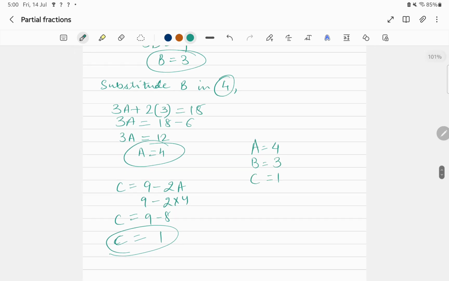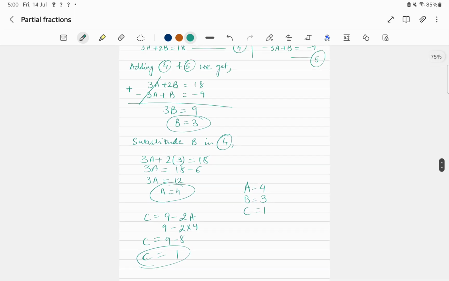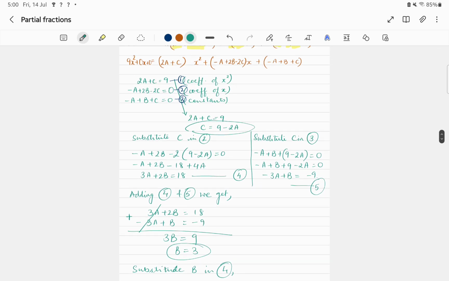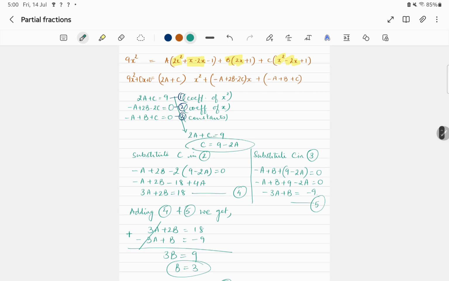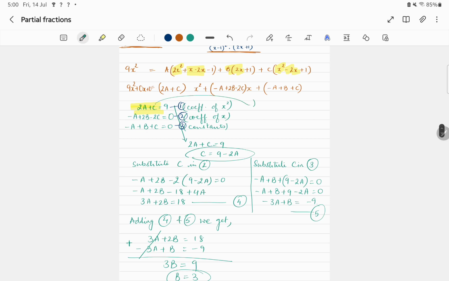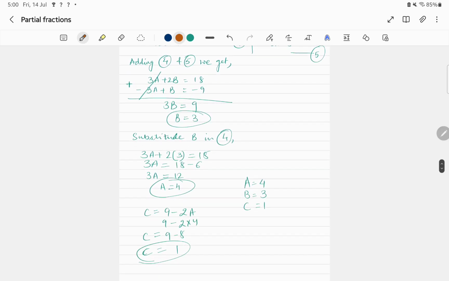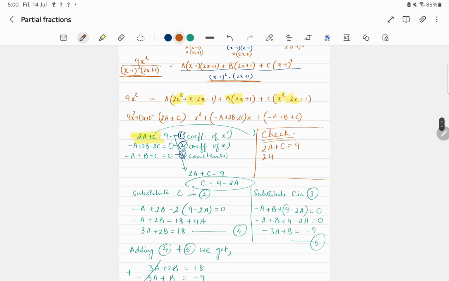But that's not enough. Let's go back and check our answer. The easiest way to check is with the first equation, 2a plus c is equal to 9. I'll just put it here; you can do it at the end of the question. If a is 4 and c is 1, then 2 times 4 plus 1 is 9. So that is checked.